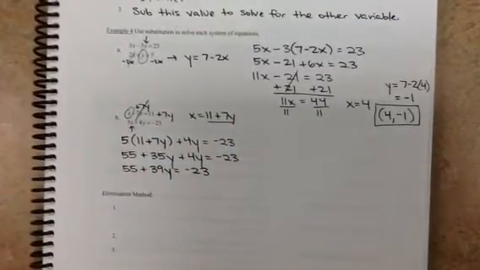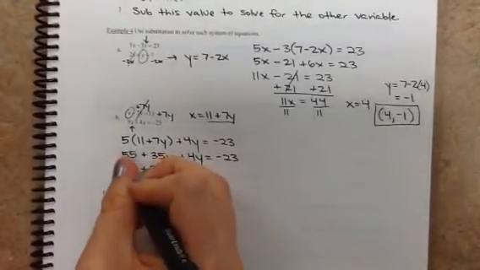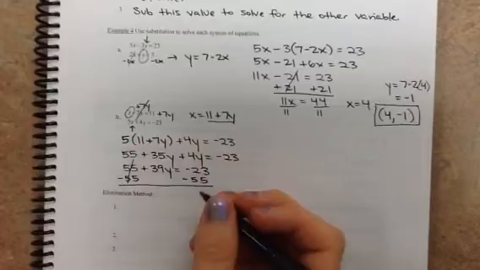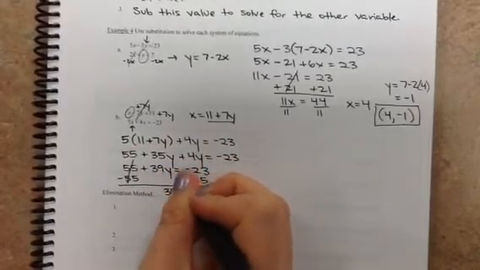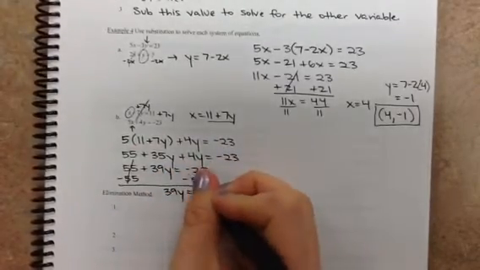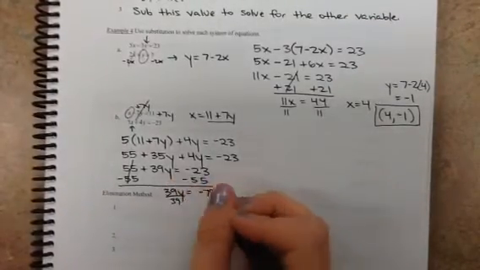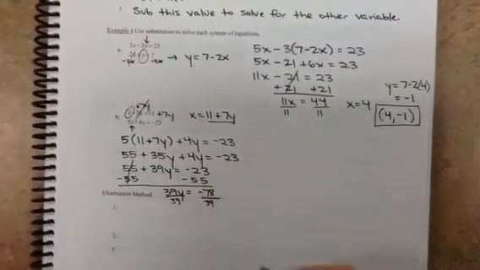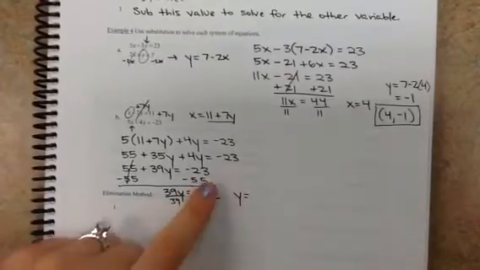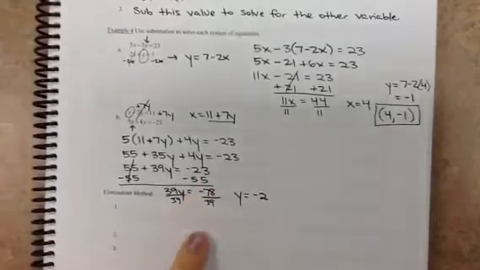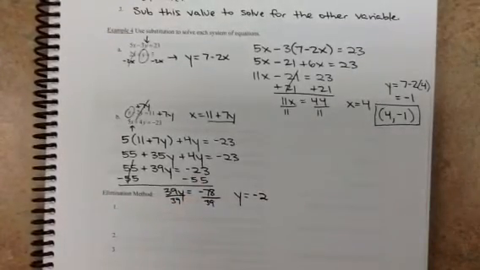Okay, a couple more steps to get y by itself. I can subtract this 55 from both sides. So I end up with 39y equals, and this is going to give me a negative 78. Okay, last, finally, divide both sides by 39. So you might not know this immediately, but this actually ends up being a negative 2. 78 divided by 39 is 2, and of course there's a negative there.